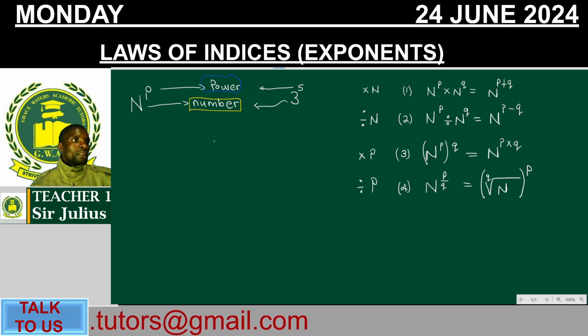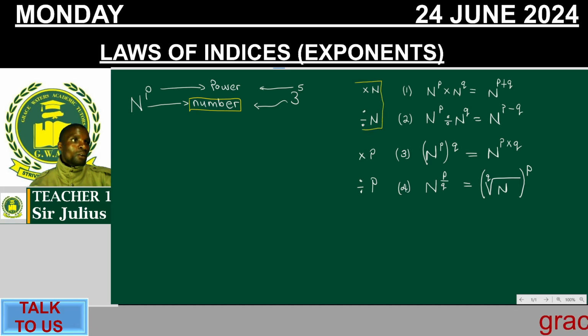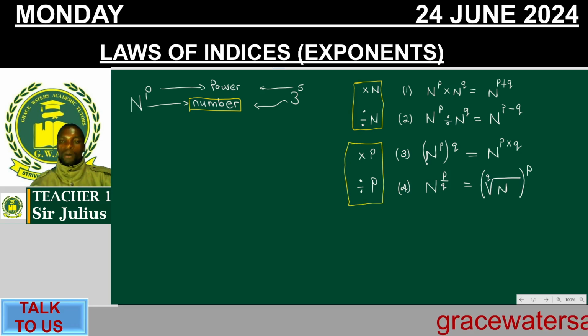So now, as I'll be refreshing your mind, let me just summarize. We have learned how many laws? We have learned 4 laws of indices at the moment. The first 2 were dealing with multiplication and division of the number part of an index. The second 2 were dealing with multiplication and division of the power part of an index, okay?